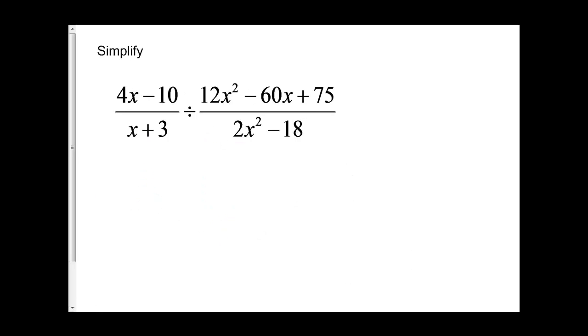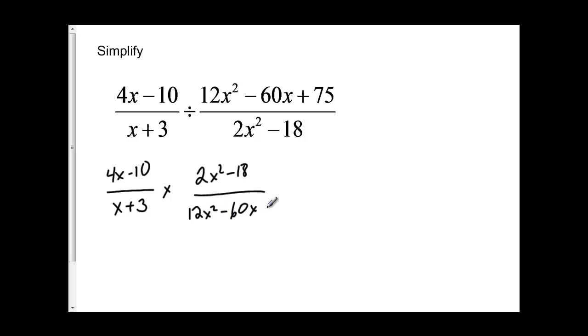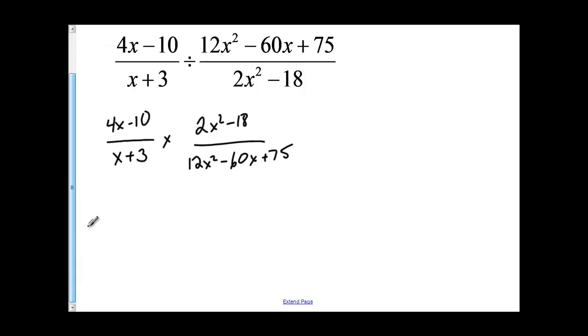Now in this example, I'm going to need to factor. So I'm going to flip it over first and change it to a multiplication question. So I've got 4x minus 10 over x plus 3 times 2x squared minus 18 over 12x squared minus 60x plus 75. Now everywhere that I can, I'm going to factor. So in this first expression, I can factor out a 2. So I'm going to get 2 times 2x minus 5. And the x plus 3 can't be reduced, so it's just going to be x plus 3.